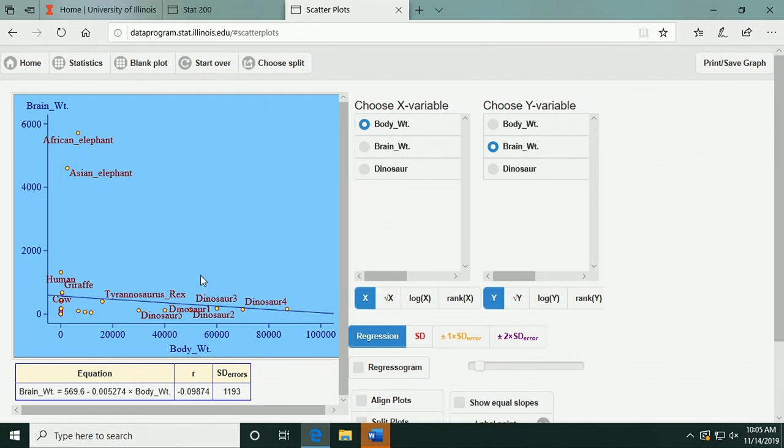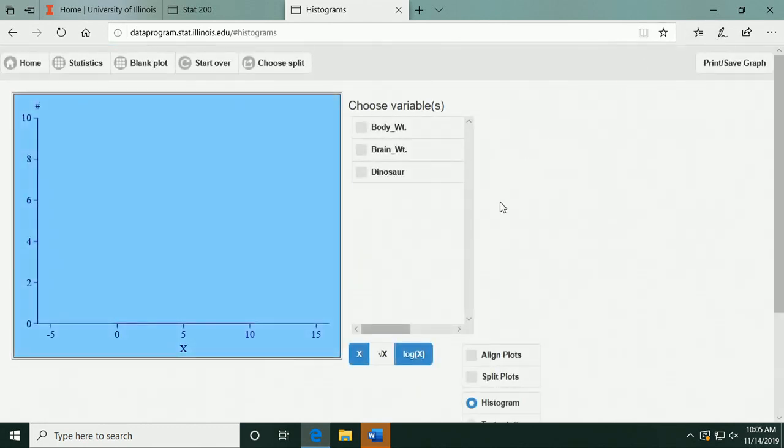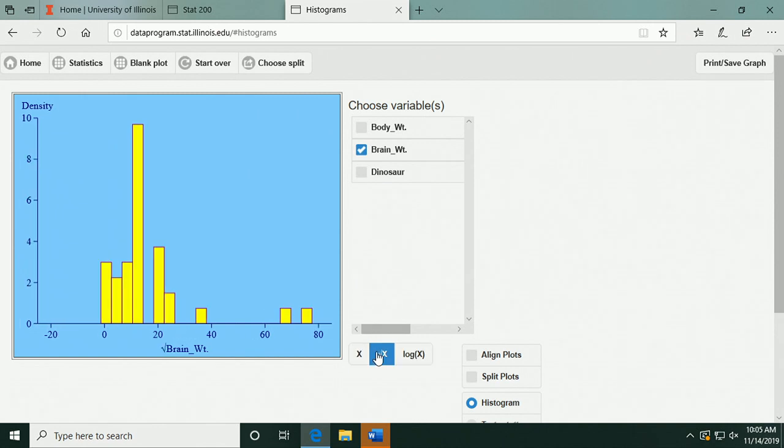But so what are we going to do? We're going to go to the histogram. So let's go to the home, and we're going to do a histogram, and first start with the Y, and our Y is brain. So here we are. And again, we can't see it. So we're going to see if we can make it more normal by doing the square root.